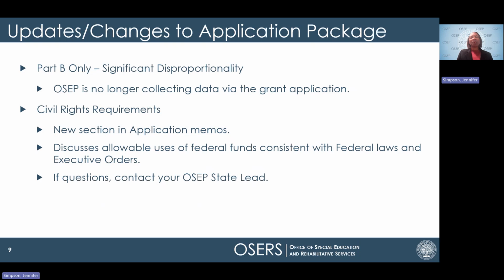In addition, both Part B and Part C programs should read the application memo and look at the section entitled Civil Rights Requirements, which is a new section. That area describes allowable uses of federal funds consistent with federal laws and executive orders. And if you have any questions about it, please reach out to your OSEP state lead.